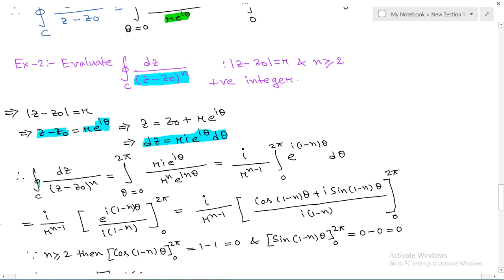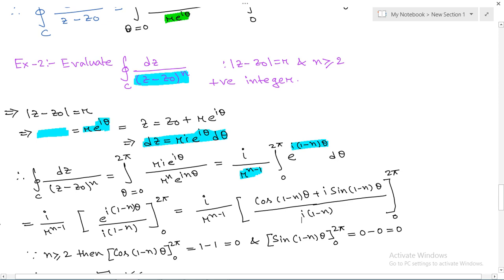Now we are going to substitute every value in this integration. So the integration over c of dz upon (z - z0)^n is going to be the integral from 0 to 2π of r i e^(iθ) divided by r^n e^(inθ). So here one r is going to cancel. So in the denominator we have r^(n-1). This i is going to be outside, and we have the integral from 0 to 2π of e^(iθ) and if we take common, then e^(i(1-n)θ), right? So now we have to integrate this.